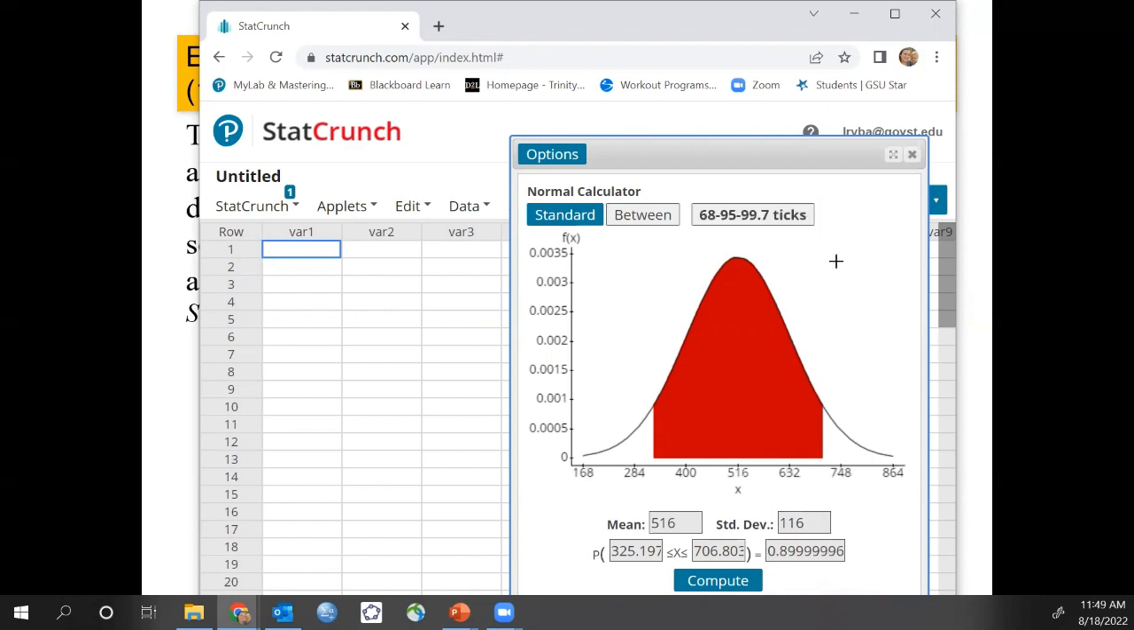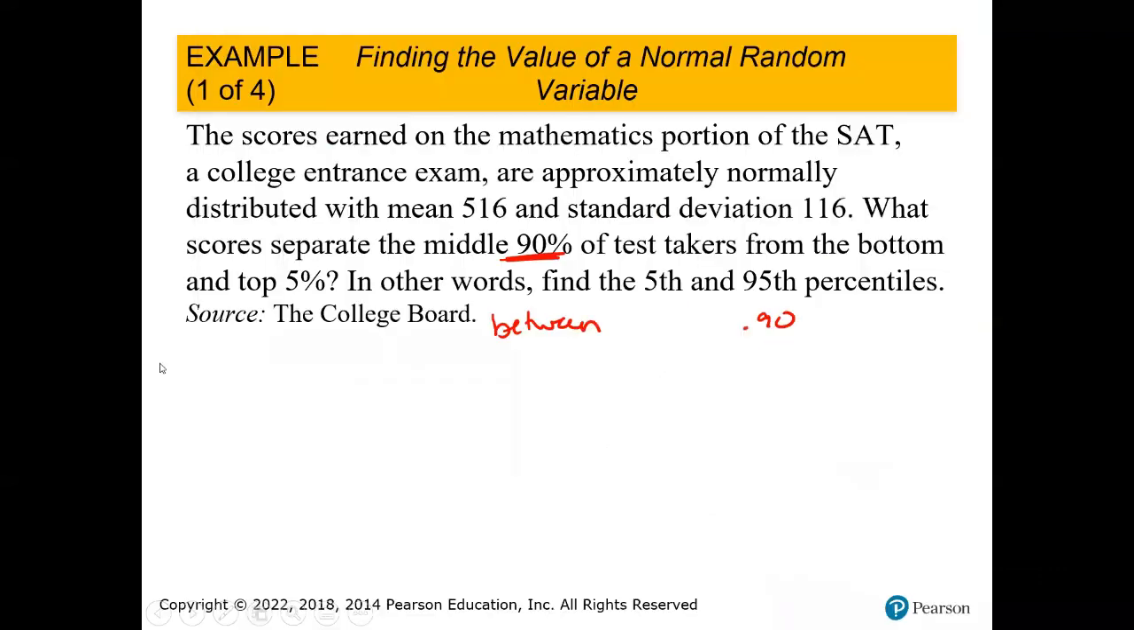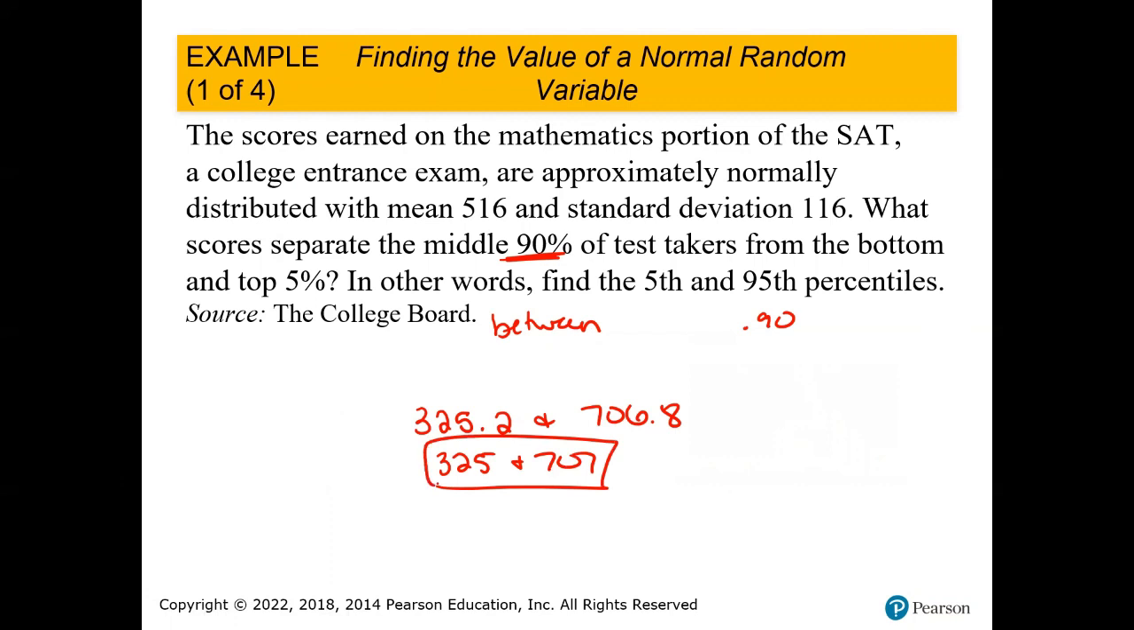So 325.2 and 706.8. My guess is it's going to be whole numbers for the results, 325 and 707, if I rounded to whole numbers. So that is one way to do it.